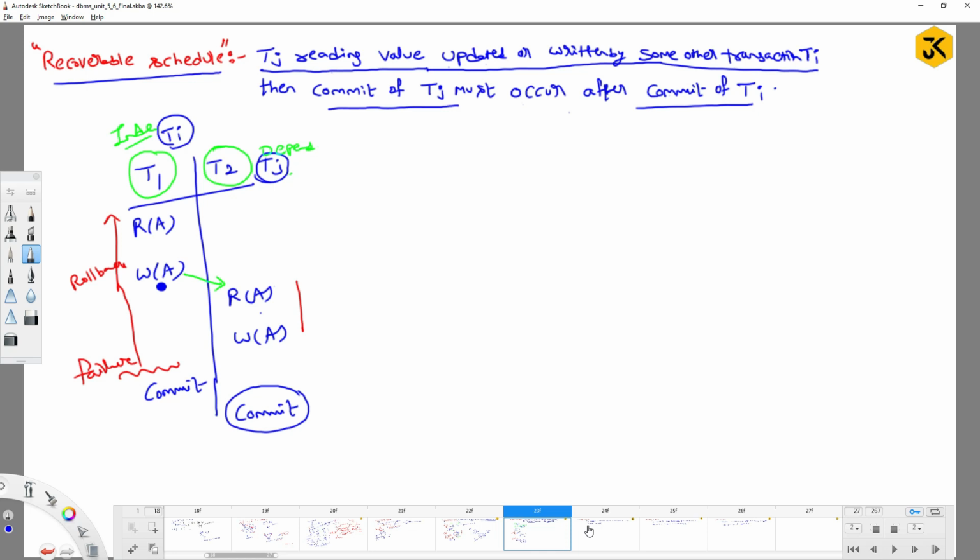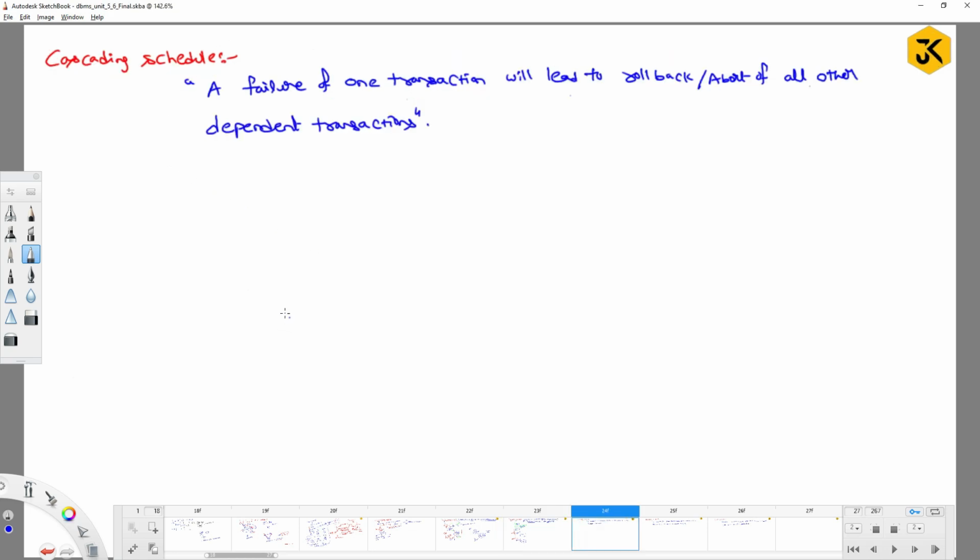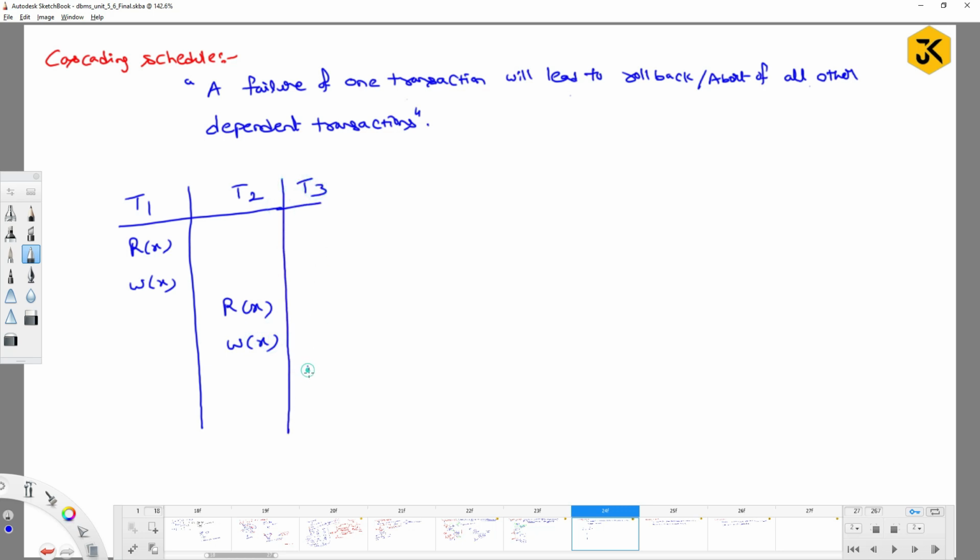Okay, now if we take the cascading schedule, if I take the transaction T1 and transaction T2, read of X, write of X, here also read of X and write of X. Assume that I have a transaction T3, read of X and write of X, right? Now, to make this a recoverable schedule, where can I place the commit?